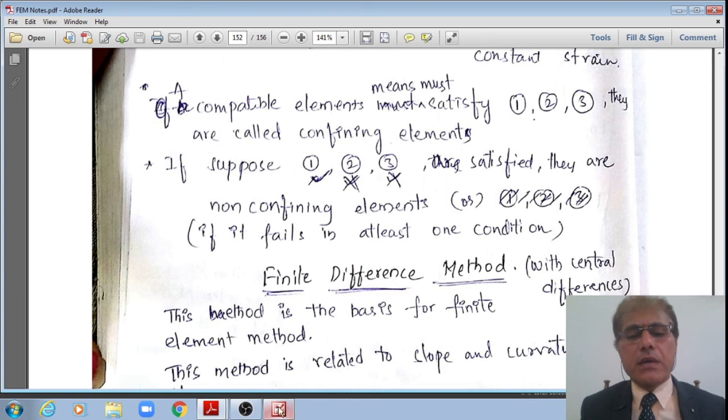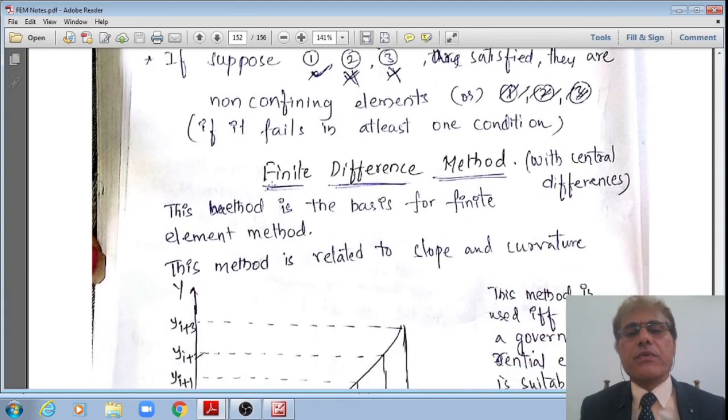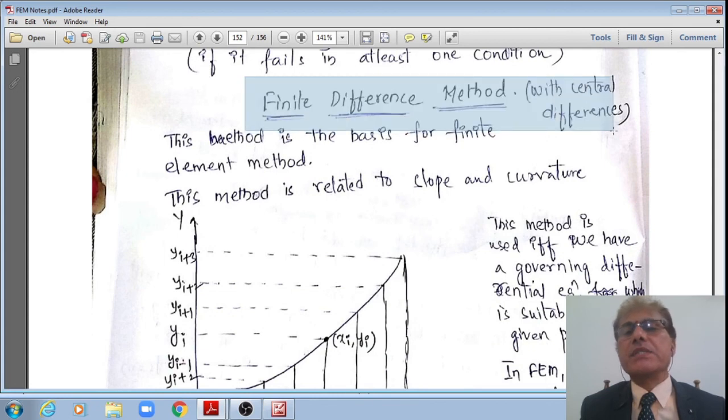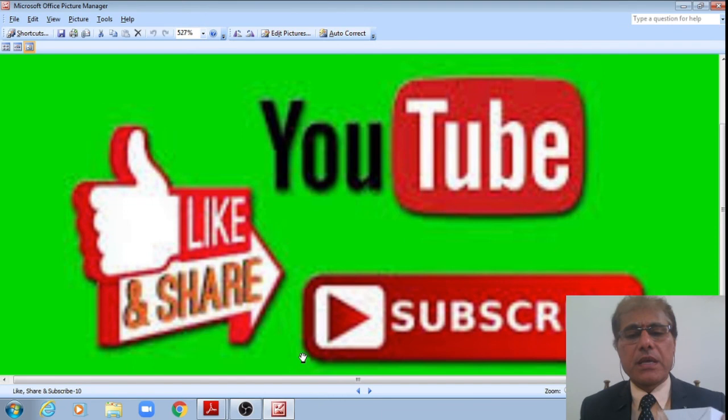In the next class we shall meet with another discussion on the finite element methods, with the finite difference method with central differences, right?